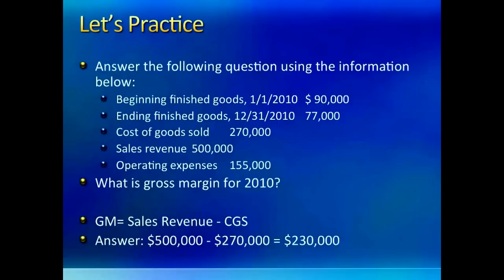Next question, same information, but this time the question wants to know what is the gross margin for the year. Remember, gross margin for the year is sales revenue minus cost of goods sold. You are given both sales revenue and cost of goods sold, so your answer is fairly simple. 500,000 minus 270,000 of cost of goods sold would give you gross margin of 230,000.